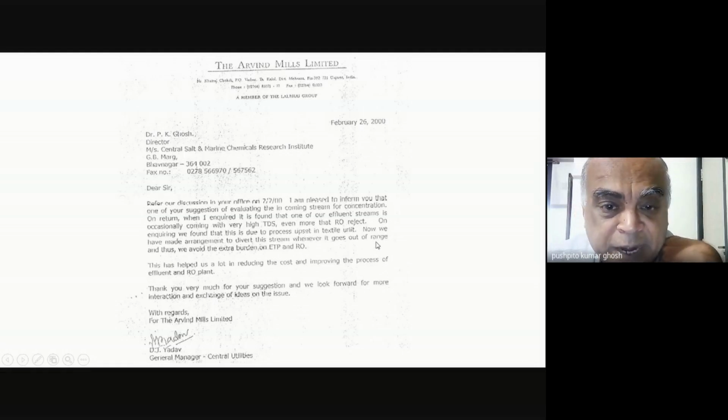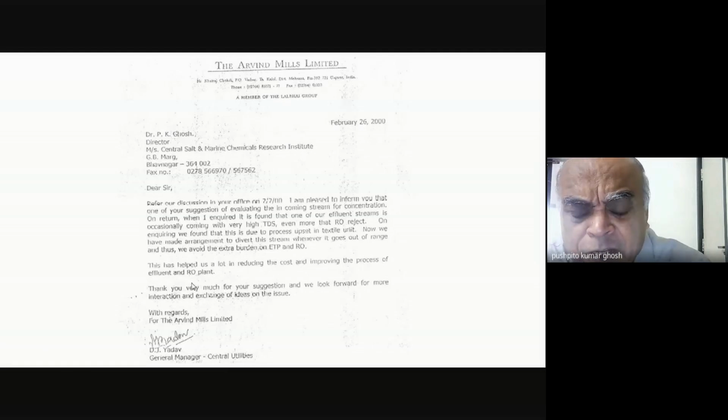Now we have made arrangements to divert the stream whenever it goes out of range, and thus we avoid the extra burden on ETP and RO. This has helped us a lot in reducing the cost and improving the process of effluent and RO plant. It's just a 5-minute suggestion, nothing more, maybe a half an hour discussion. And is it something so earth shattering? Not at all. It's very commonsensical.